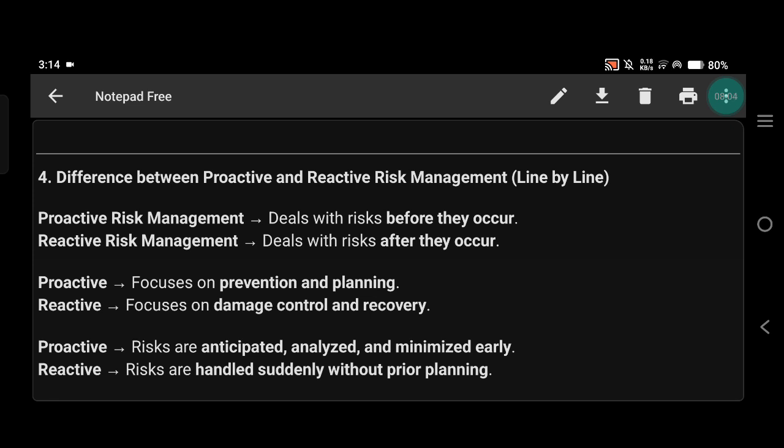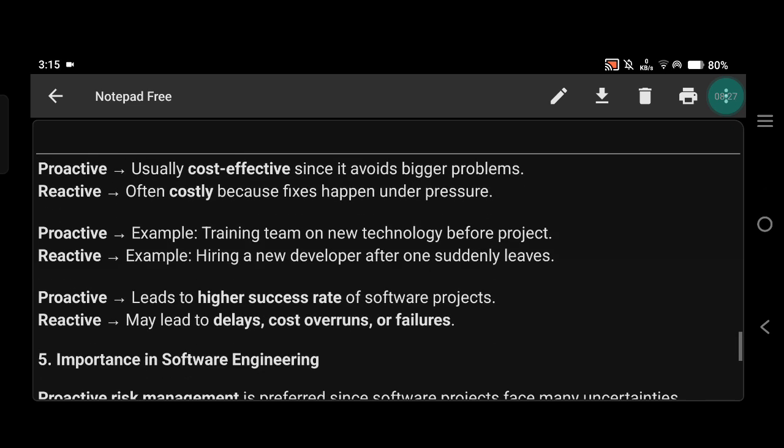Proactive is usually cost effective. Reactive is often costly. Example of proactive, training a team in advance. Example of reactive, hiring someone after a developer leaves. Okay. Proactive leads to higher project success. Reactive may lead to delays or failures.